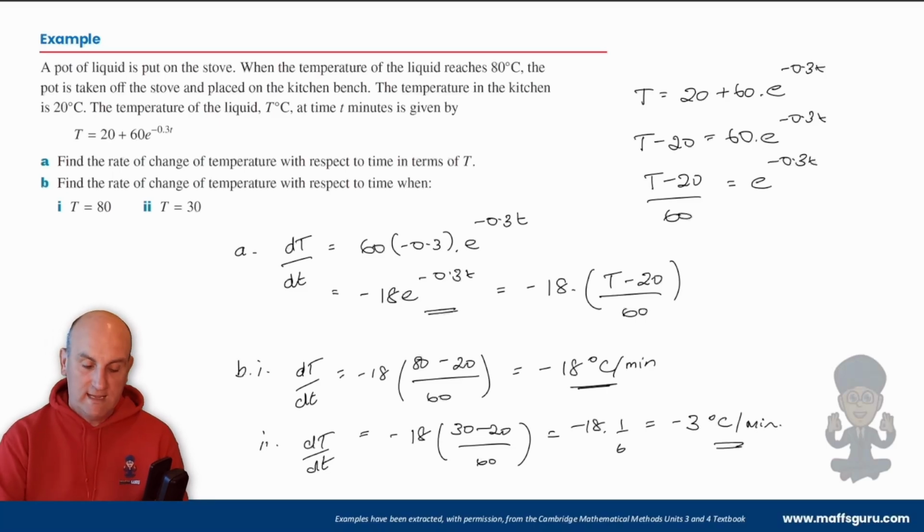And notice how quick and easy it was for a question to try and trick us by actually giving us capital T and not little t. And the reason I worked that out was because I substituted it in as little t and I got really horrible numbers. But that's okay.